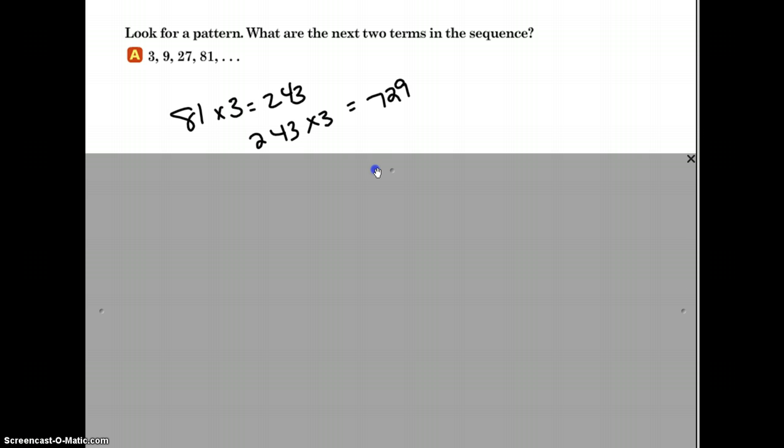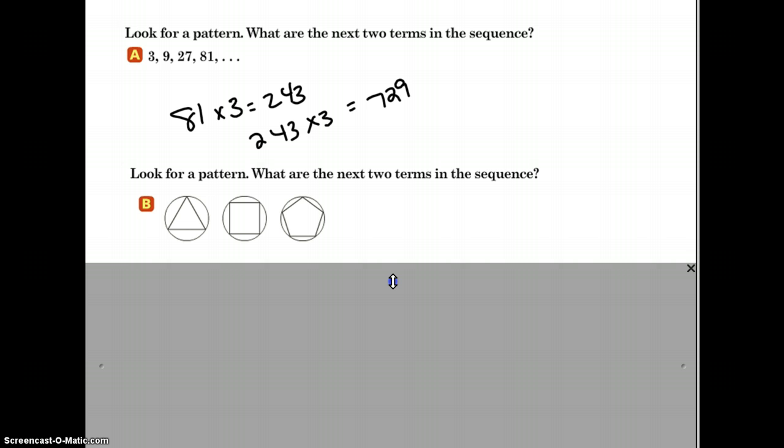So there's my pattern. So what I need to do to find my next terms is just keep multiplying by 3. 81 times 3 gives me 243. So that's my next term. And then 243 times 3 gives me 729. So those are my next two terms in my sequence.